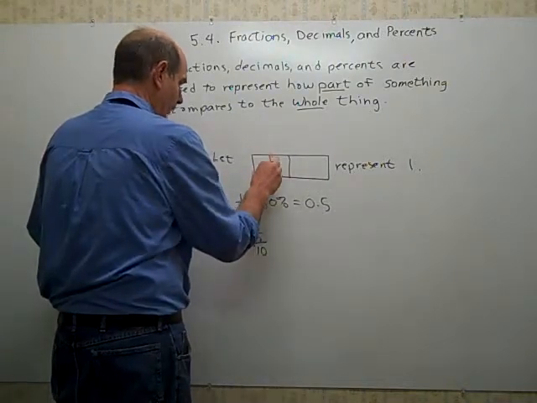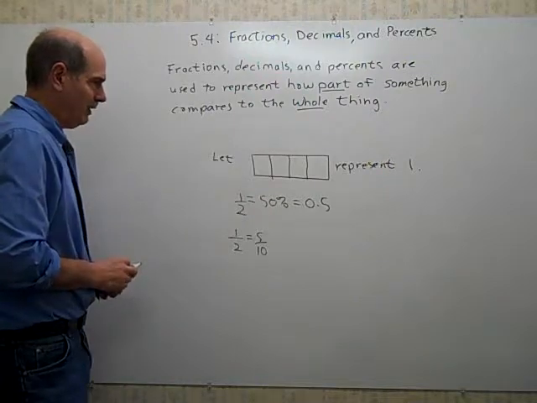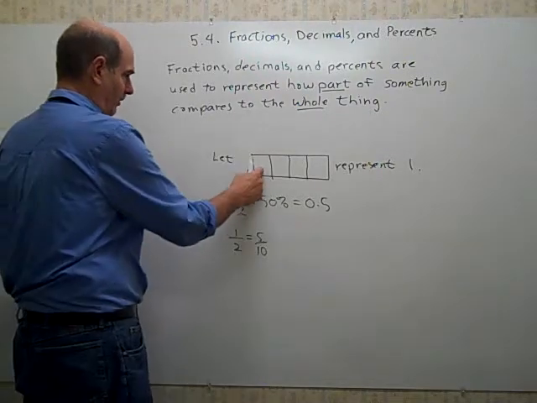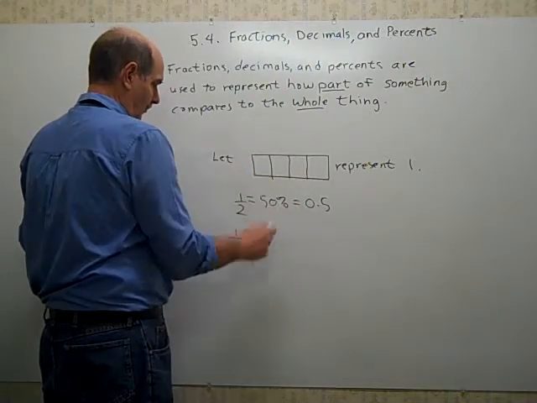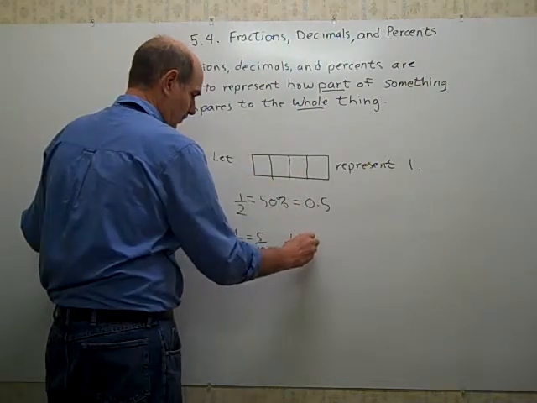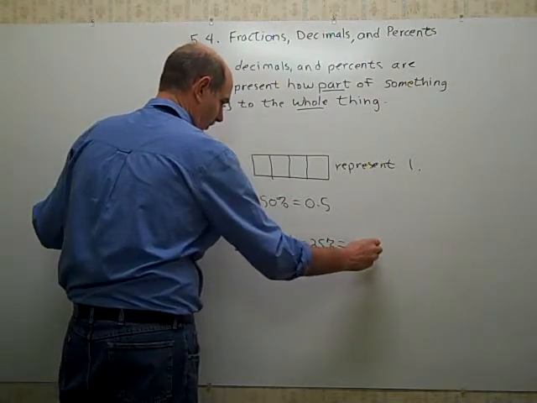If I divide it into 4 equal parts, I'm basically splitting the 100% into 4 equal parts, so each one would be 25, 25, 25, 25. So it's 25%, which shows that 1/4 is the same as 25%, which would be 0.25.